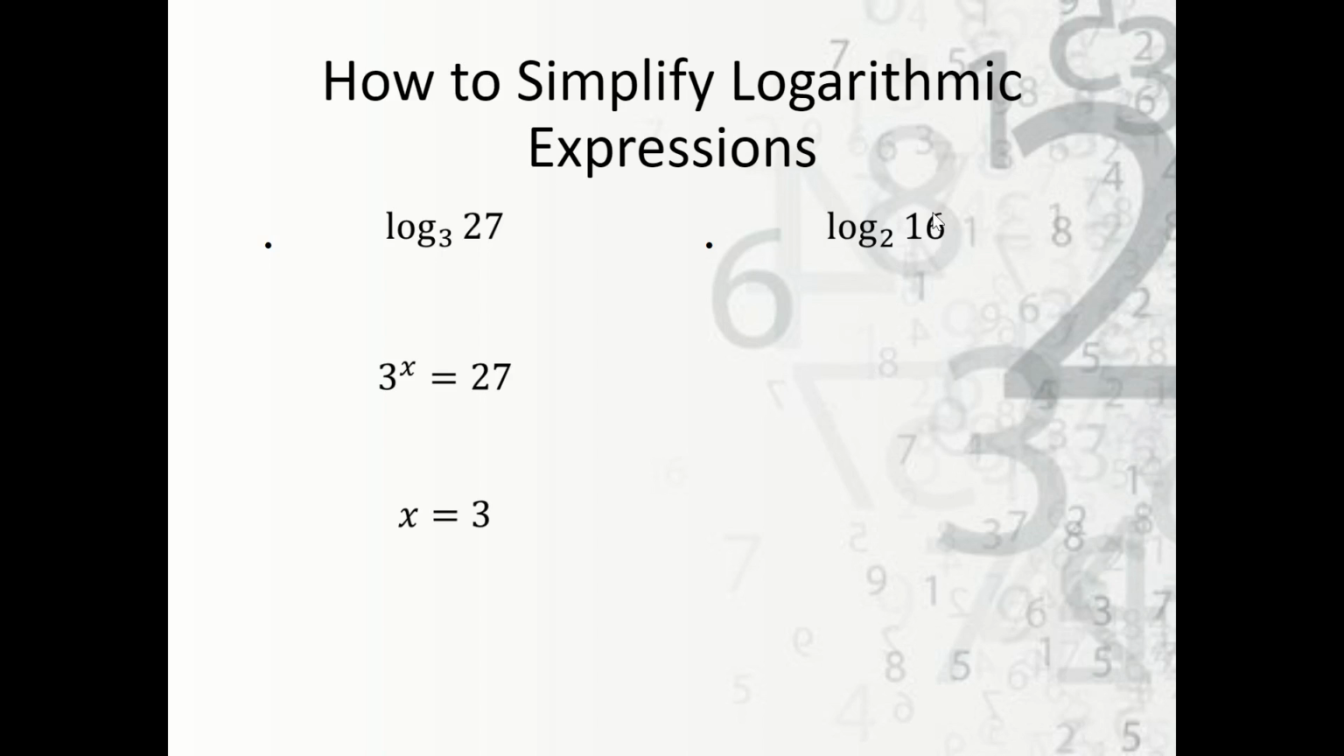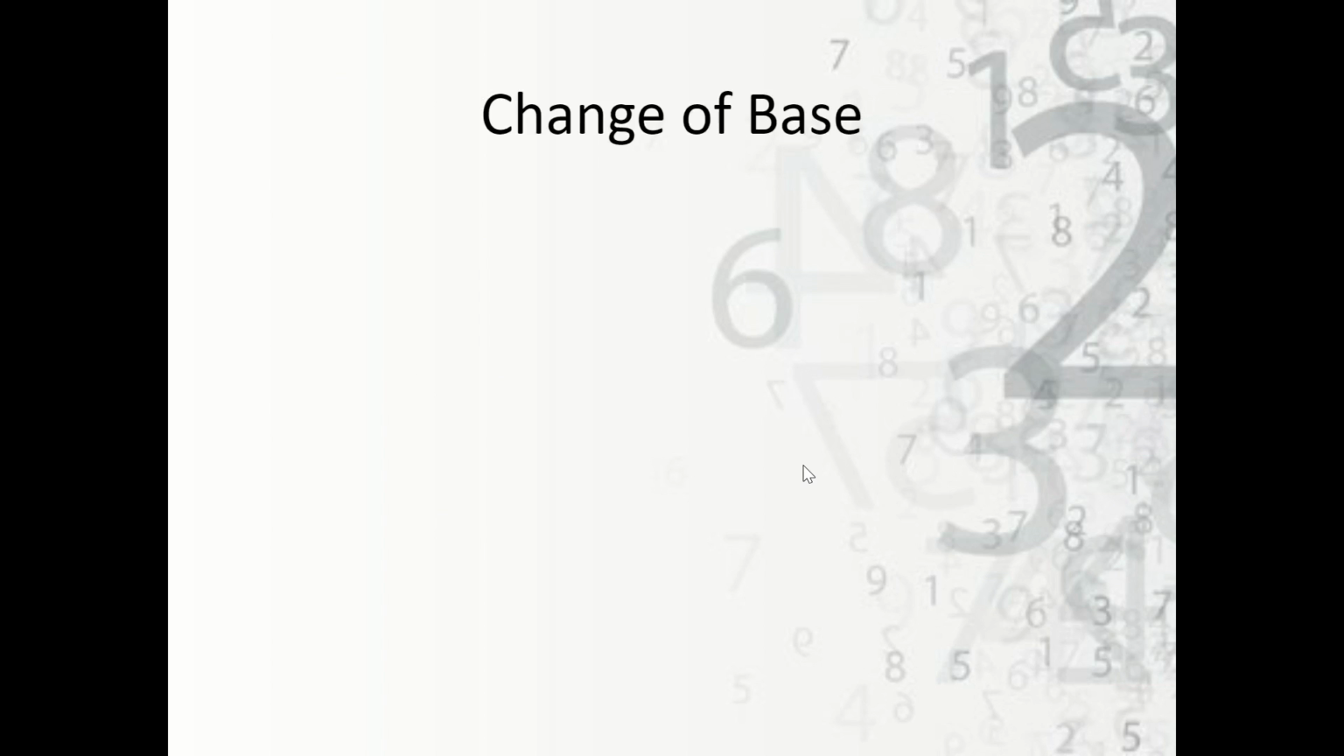Now, log base 2 of 16. So that's really saying 2 to the x power is equal to 16. So how many times do we need to multiply 2 times itself to get 16? So if we go 2 times 2, that's 4. Times 2 is 8. Times 2 is 16. So that was 4 times we multiplied. So x equals 4.